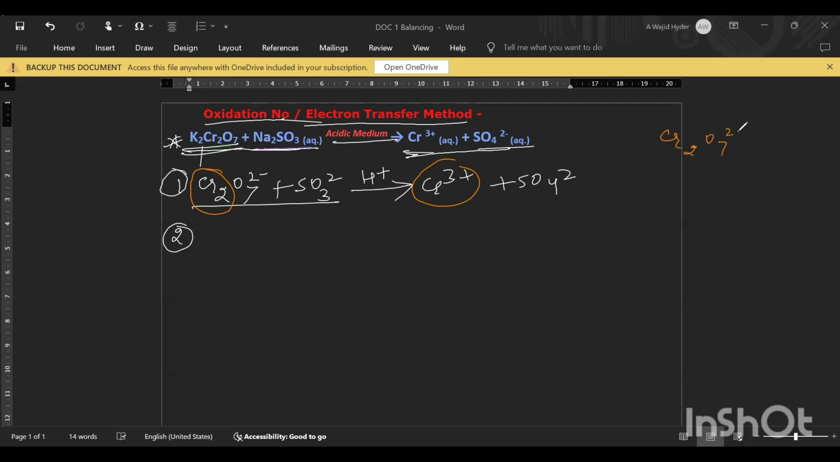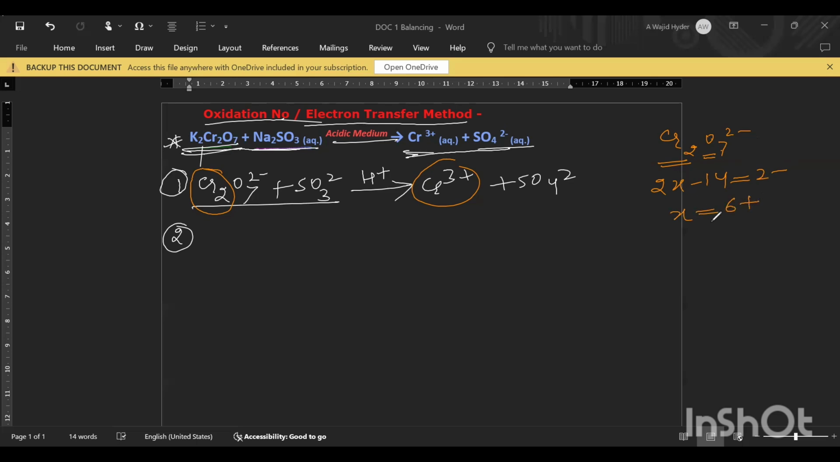In Cr2O7 2-, the oxidation state of this Cr is to be calculated. So Cr atoms are 2 in number, that's why you have written 2x. Oxygen is -2, and 7 oxygen atoms are there, so -2 into 7 will be -14, and the net charge on this Cr2O7 2- is 2-, so you will be writing 2-. Now if we calculate x, this will be 6+.